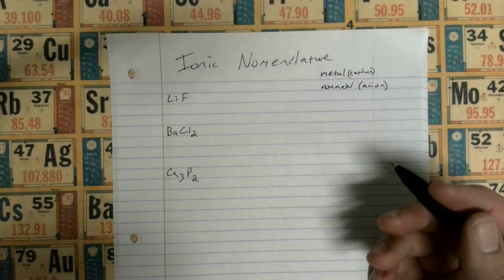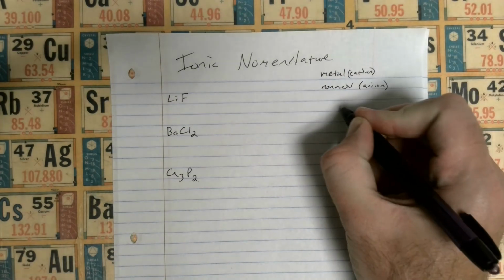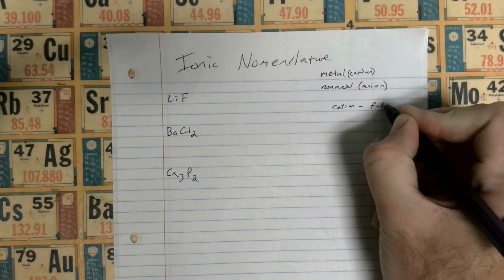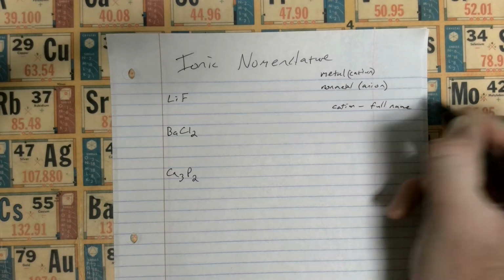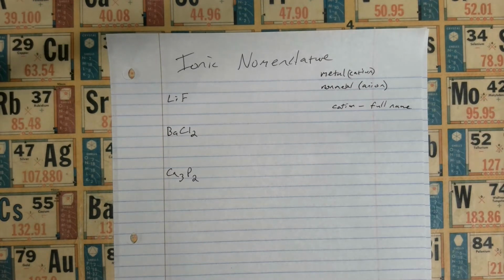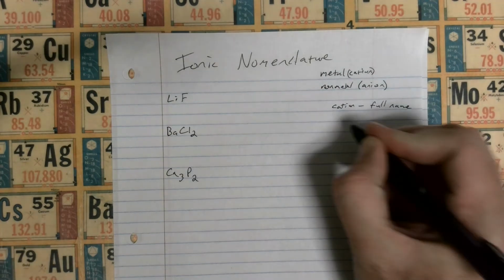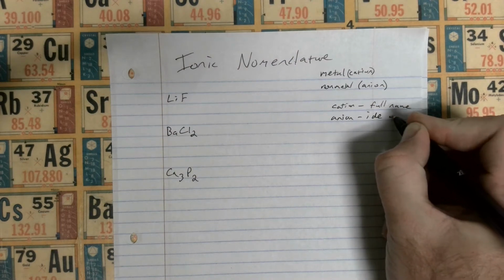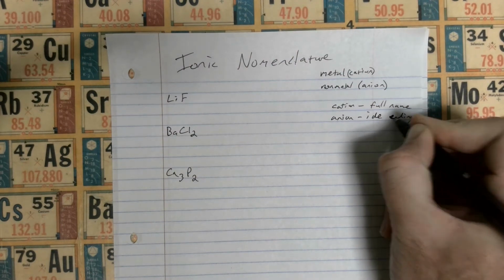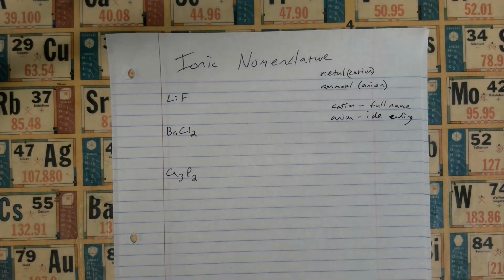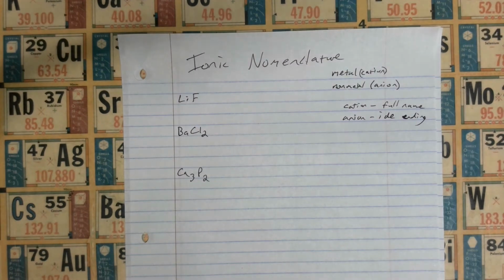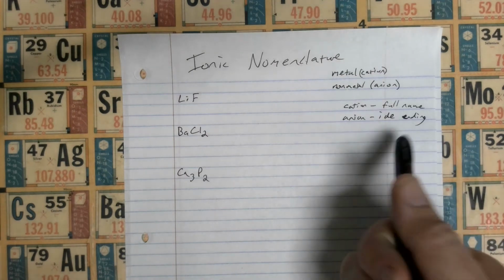When they do bond, the cation just gets its full name, and that's usually, or almost always, the first element in the formula. The anion gets its name with the "ide" ending. So we change the ending to "ide." The naming is actually pretty simple because we don't really do a whole lot. We just give the cation the full name and the anion the "ide" ending.